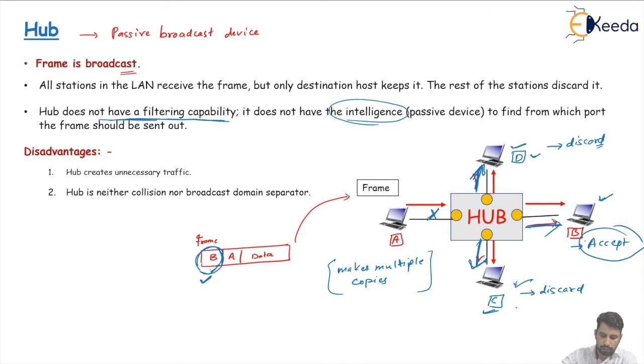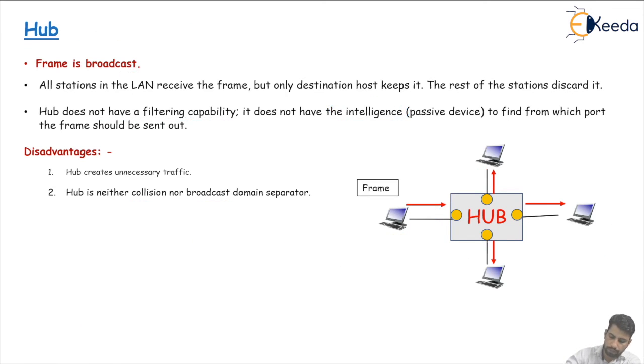Because of this we also get some disadvantages. What are the main disadvantages? The hub creates unnecessary traffic, which means it creates more and more traffic in the network, and it is neither a collision domain separator nor a broadcast domain separator. How the broadcast occurs, we have already seen. Collision is where the hub plays a different role.